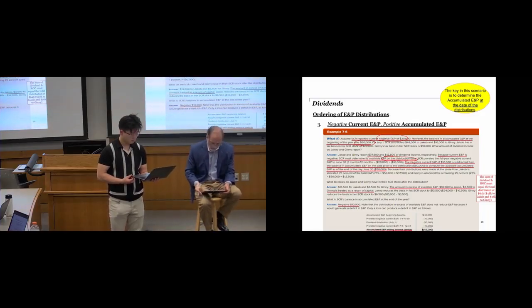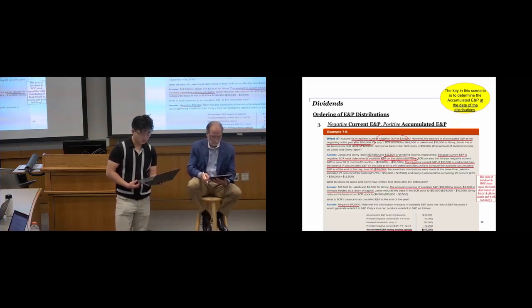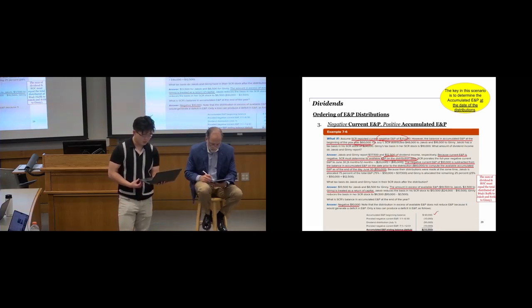Okay. Finally, what is SCR's balance in accumulated E&P at the end of the year? Negative 10,000. Since distribution in excess of available E&P doesn't reduce E&P because it would generate a deficit in E&P, it only allows us to produce a deficit in E&P as follows. With an accumulated E&P beginning of 60,000 minus a prorated negative of 10,000, the dividend distribution of 50,000, and the prorated negative current of 10,000.